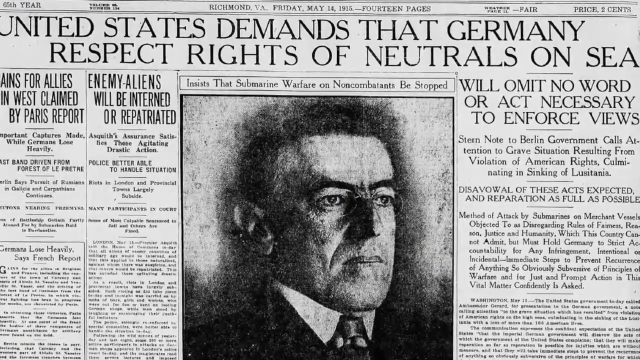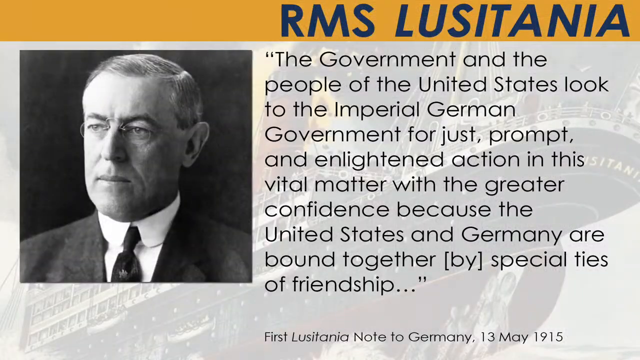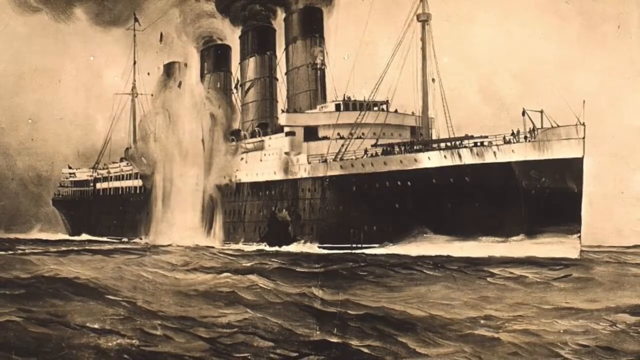In this letter, he also stated that, quote, "The government and the people of the United States look to the Imperial German government for just, prompt, and enlightened action in this vital matter with the greater confidence because the United States and Germany are bound together by special ties of friendship." In essence, Wilson objected to the attack, but sought nothing further.